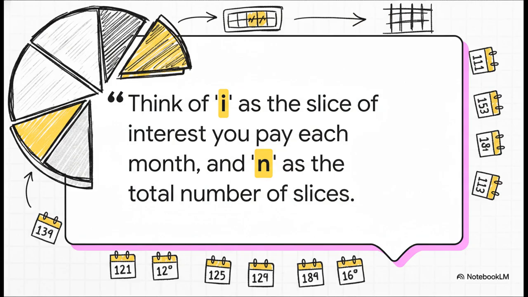Let's try to frame this in a different way, just to make sure this concept really sinks in. The formula isn't built to look at the whole year in one big chunk. It works on a period-by-period, month-by-month basis. So I is just that little slice of interest you're being charged for 1 month's borrowing. And N is simply the total count of how many of these monthly slices, these monthly payments, you're going to make over the entire life of the loan.